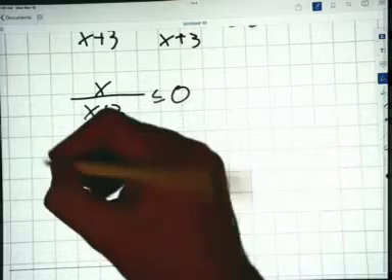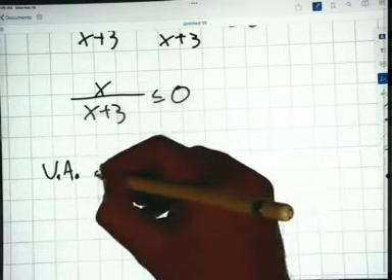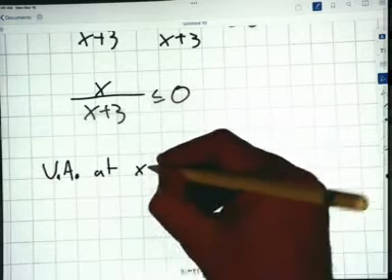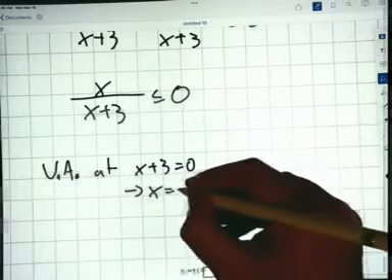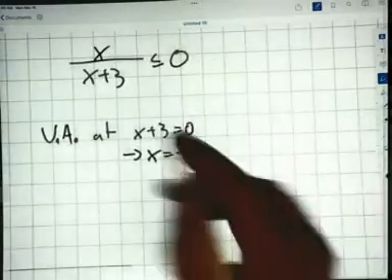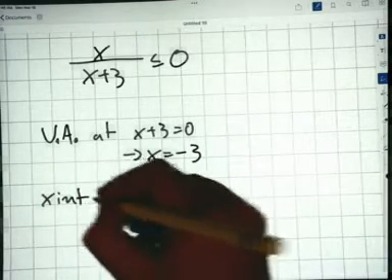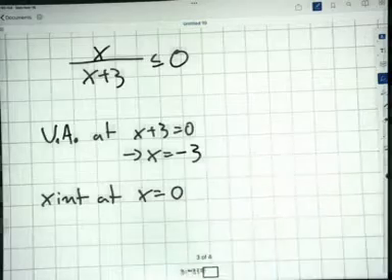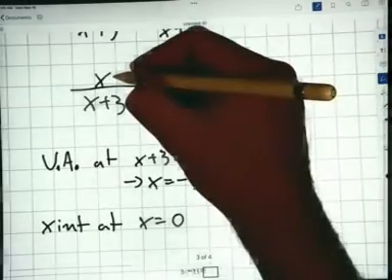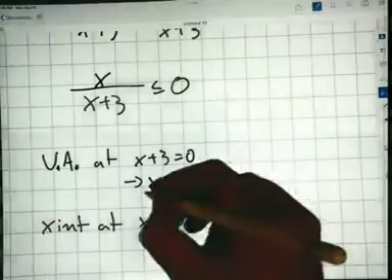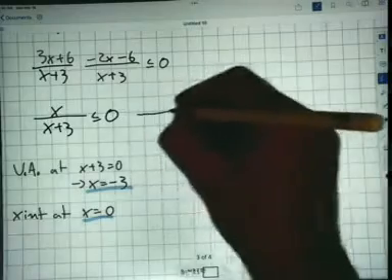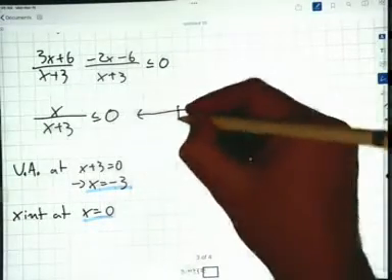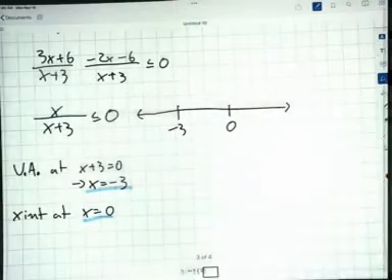So just looking at this, I know that I have a vertical asymptote at x plus 3 equal to 0. You're setting your denominator equal to zero, so that means you have a vertical asymptote at -3. And I have an x-intercept at x equal to zero, and that's done by setting the numerator equal to zero. So keeping these two things in mind, I'm going to come back to this expression on a number line. Here's my -3. Here's zero.